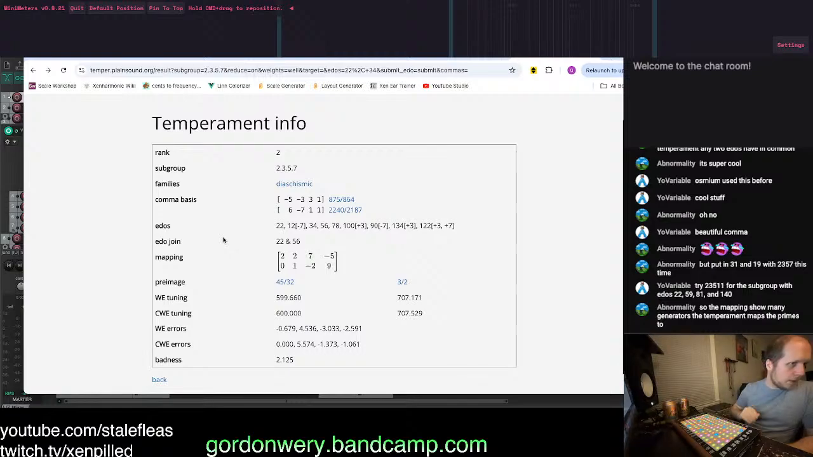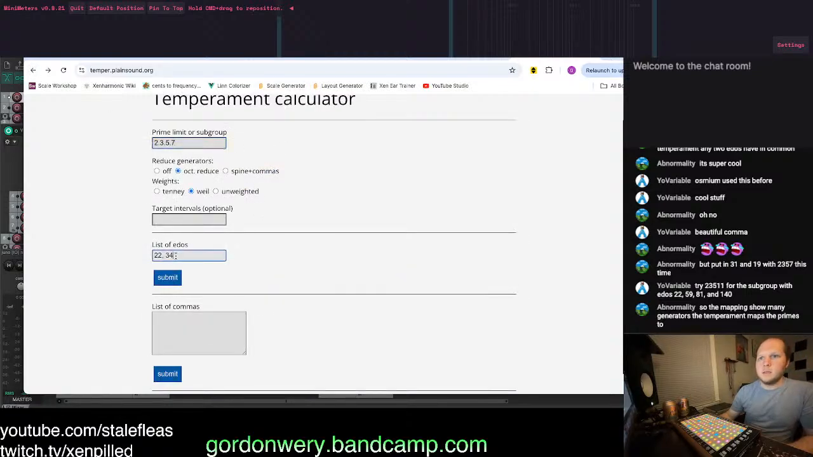Put 31, 19 with the mapping shows many generators. The temperament maps the primes too. Alright. So, what'd you say, 19 and 31?